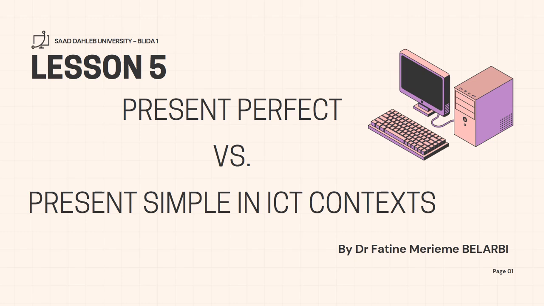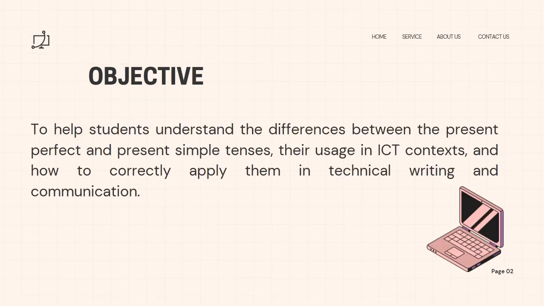So today we're going to see a new lesson, which is lesson 5, the present perfect versus the present simple in information and communication technology context. The objective of this course is to help you understand the differences between the present perfect and present simple tenses, their usage in information and communication technology contexts, and how to correctly apply them in technical writing and communication.